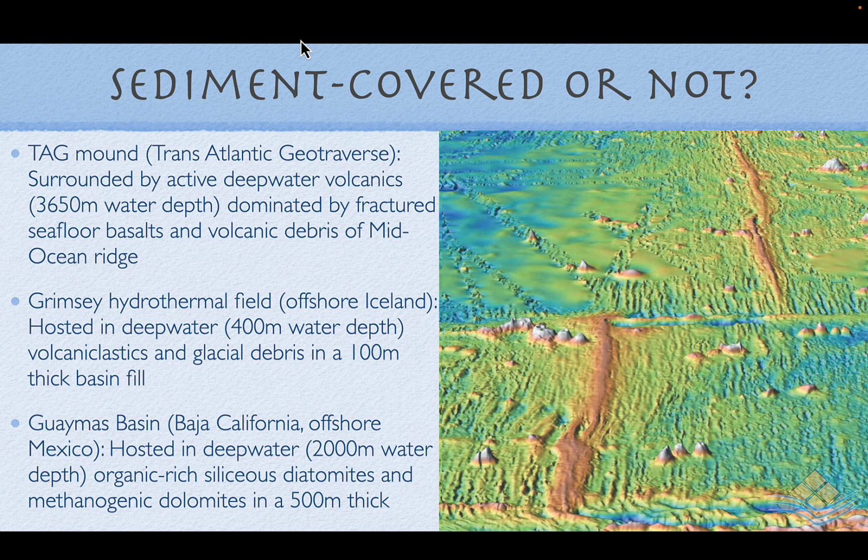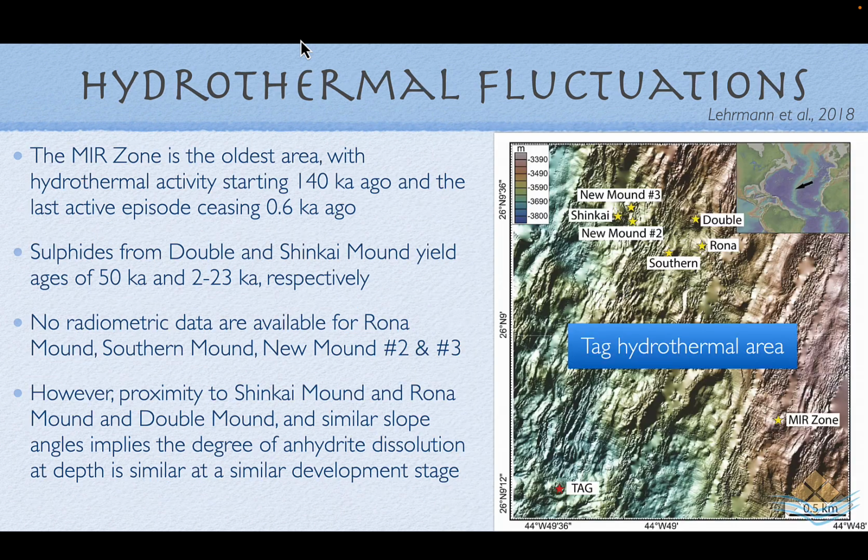Okay, so let's now focus in on Tag Mound. Remember that this is a zone where we have little or no sedimentation taking place other than the volcanic debris associated with the formation of new oceanic basaltic crust. So this is the Tag hydrothermal zone. As you can see, it's in the mid-Atlantic. The Mir zone is the oldest, where the hydrothermal activity started about 140,000 years ago. It ceased, in terms of its last active measured episode, at about 600 years ago.